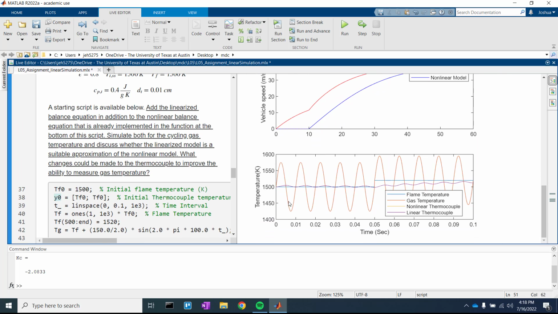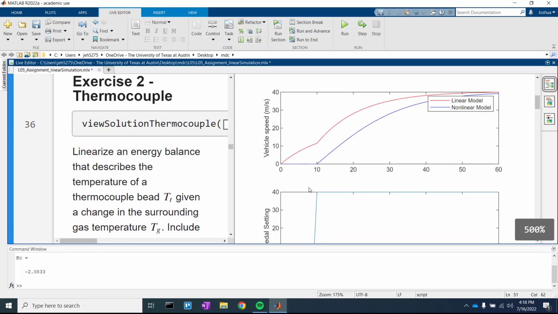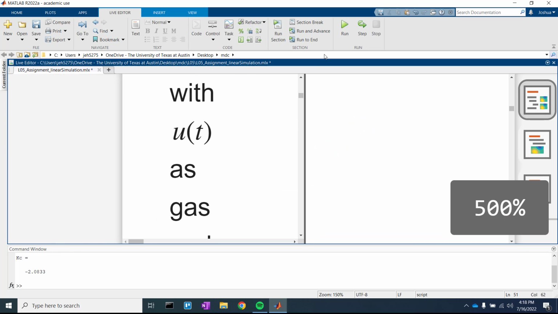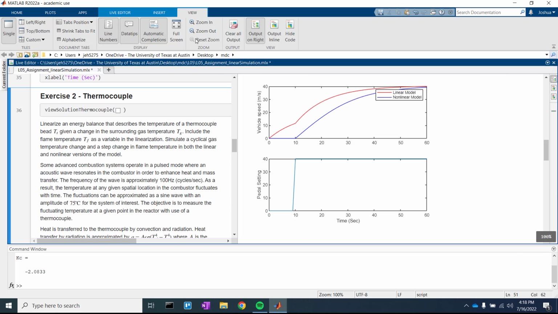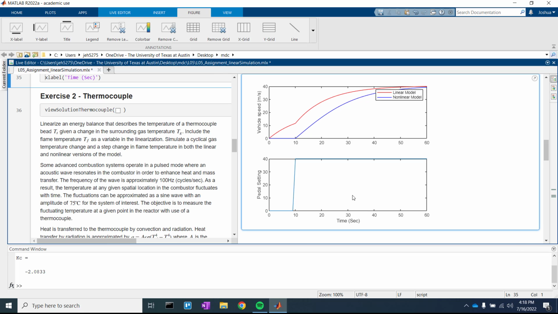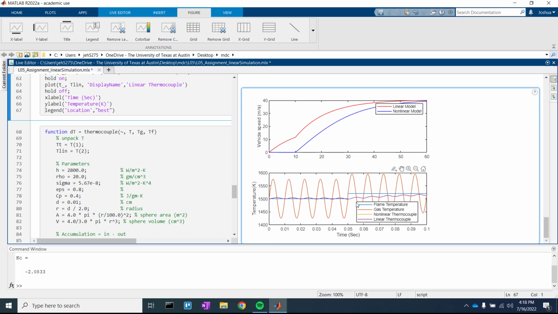You'll notice we have our flame temperature resonating, which is good. You'll also notice that our gas temperature is slowly following that. Can we even get in there? Okay, we're just going to say view, zoom out, reset zoom. If we click on this, it may allow us to manipulate it. Except we didn't want to do this one. Apologize. Want this one.